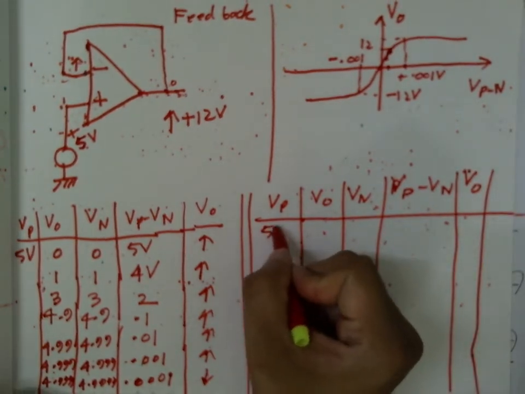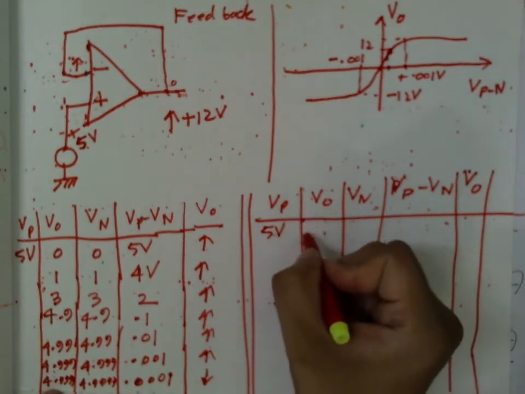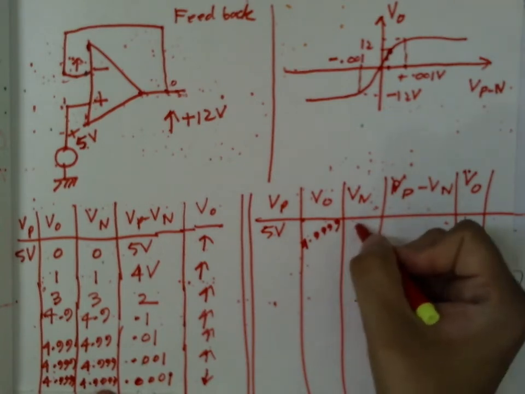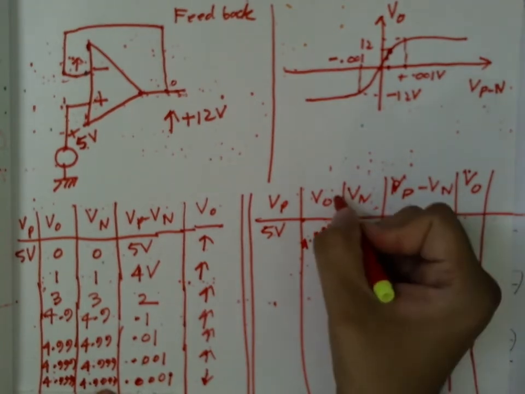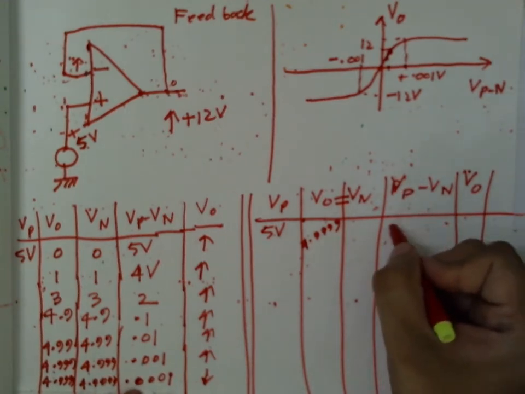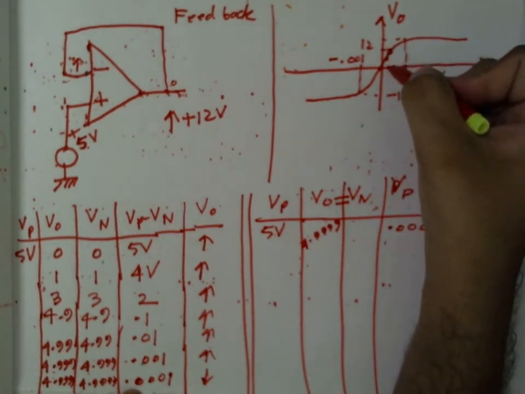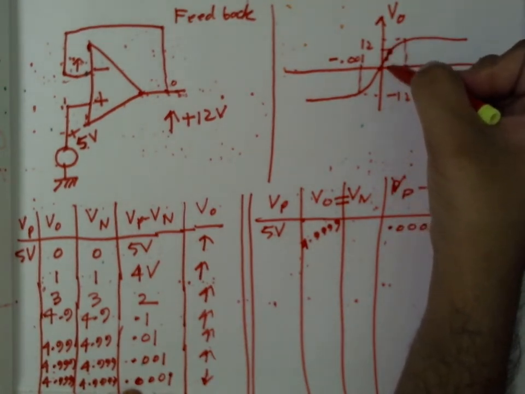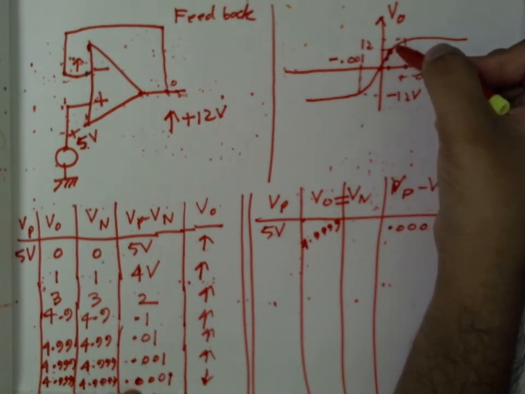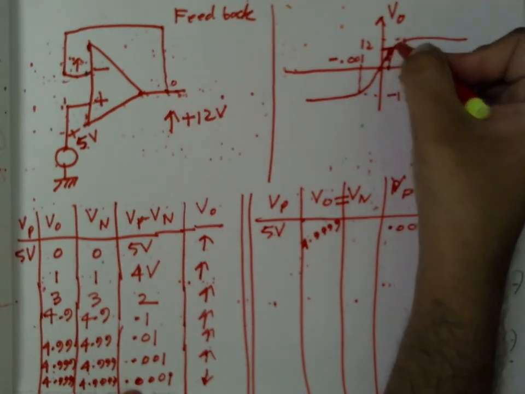So VP is as always 5 volt. So I'm starting with this guess 4.9999. So this is also equal to that. So these two are always equal. So this is 4.9999. So in this case, I see that this is 0.0001. Now I come to this curve and find out what is the value of VO for 0.0009. Suppose this value is 7 volt. Say this point is 7 volt.